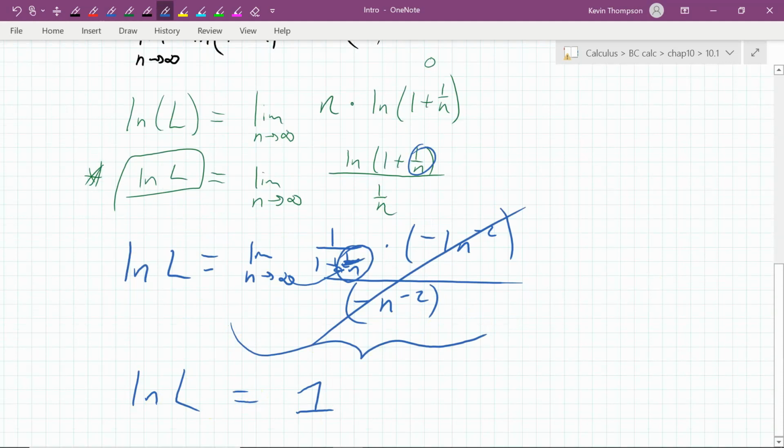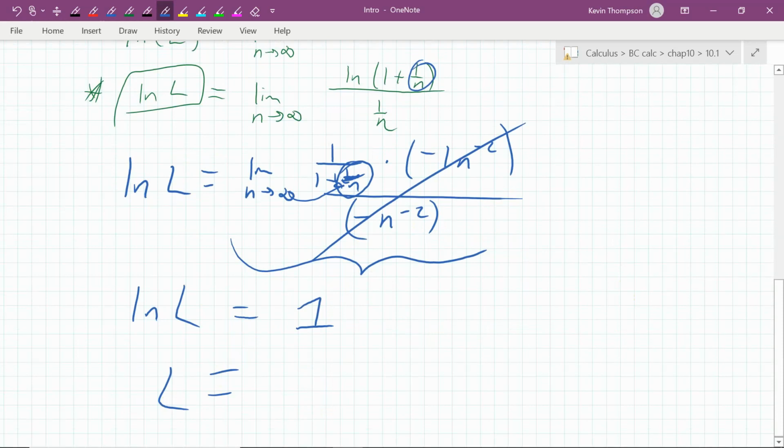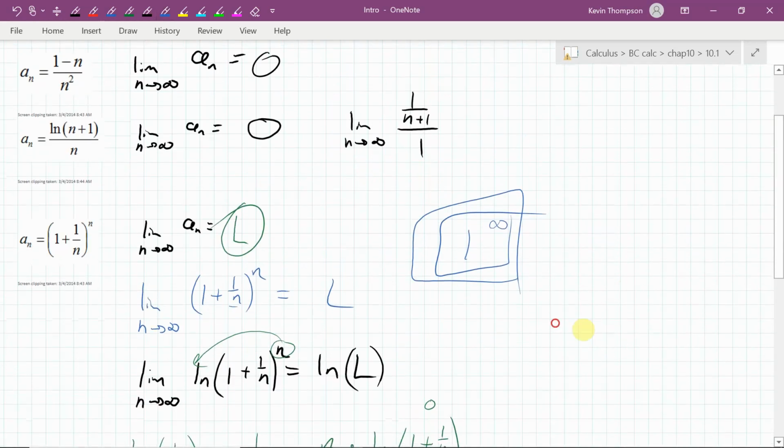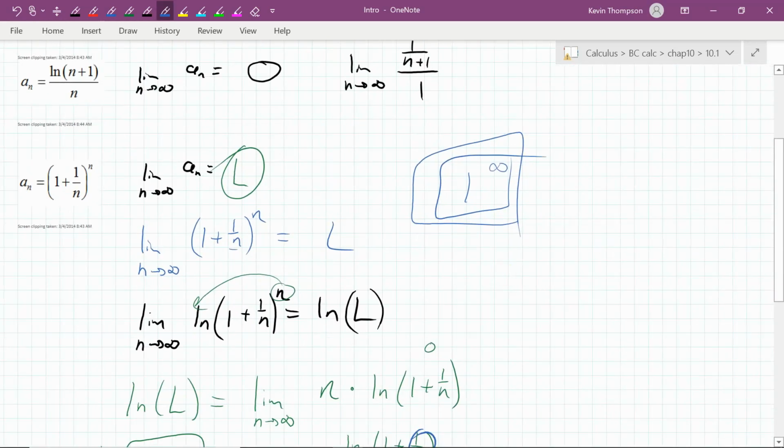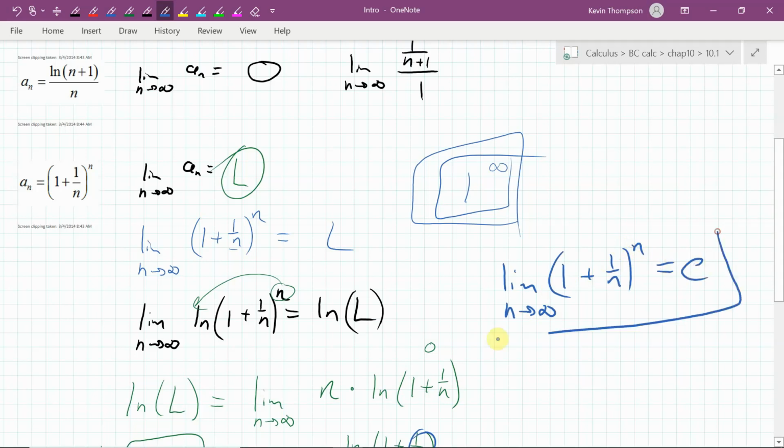But that's not the answer. So what's L? L is e. So that means this. This is worth knowing. The limit as n goes to infinity of 1 plus 1 over n to the n is actually equal to the number e. So in other words, if you would take a large n, so if you say n is 100 billion and you put it into that function, you get a number close to e. Okay? The larger n is, the closer it is to e.